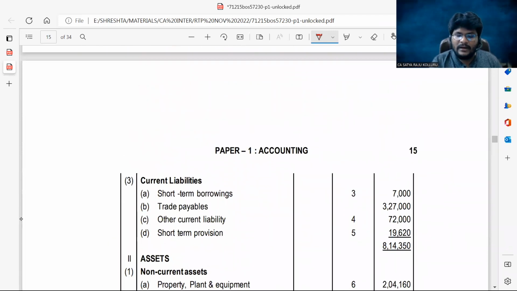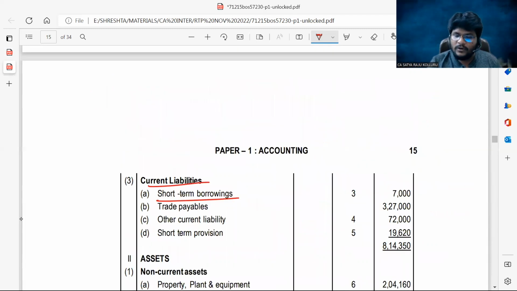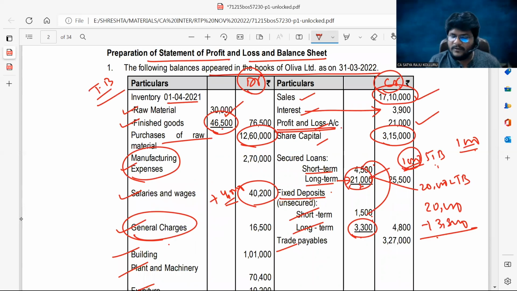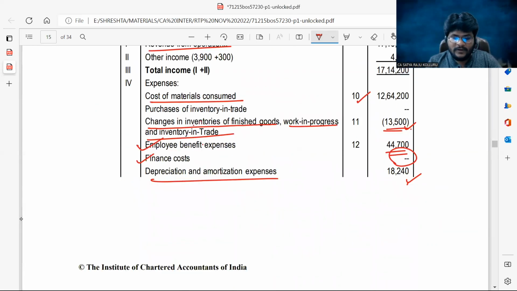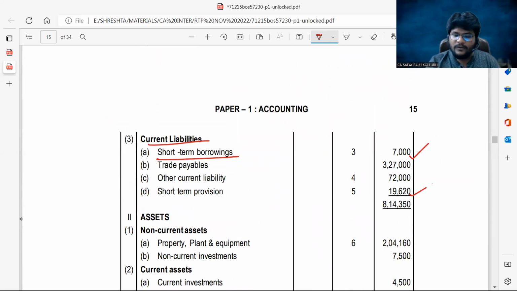Next, coming to current liabilities, guys. Short-term borrowing. Just now I told you out of this long-term borrowings 21,000, 1,000 will be treated as current maturities of the long-term debts. This 1,000 plus here short-term 4,500 plus 1,500. 4,500 plus 1,500 is 6,000, plus 1,000, total 7,000. Do you understand? Are you with me? Next, trade payables directly given, guys. 3,27,000, make it as it is. Short-term provision for tax is there. Just now we worked it out in the statement of P&L. Provision for tax is 19,620. Put the same figure here, 19,620.